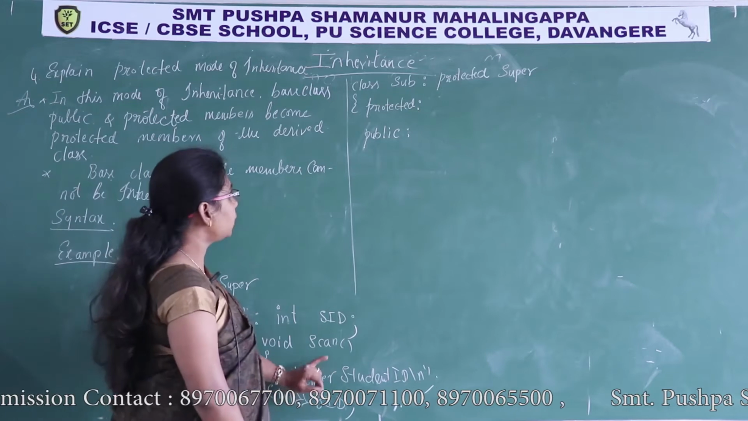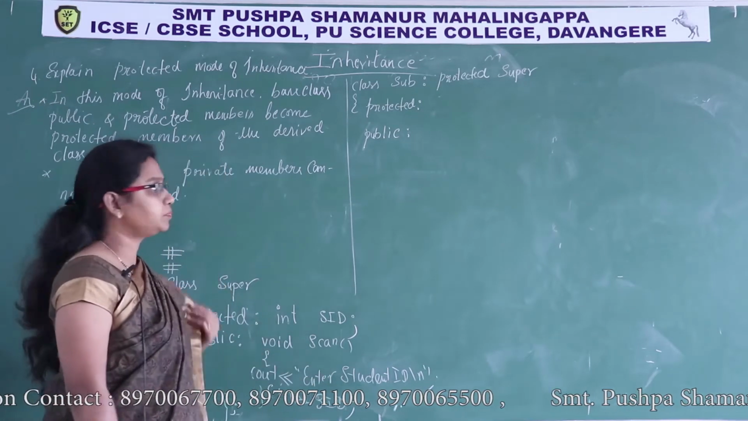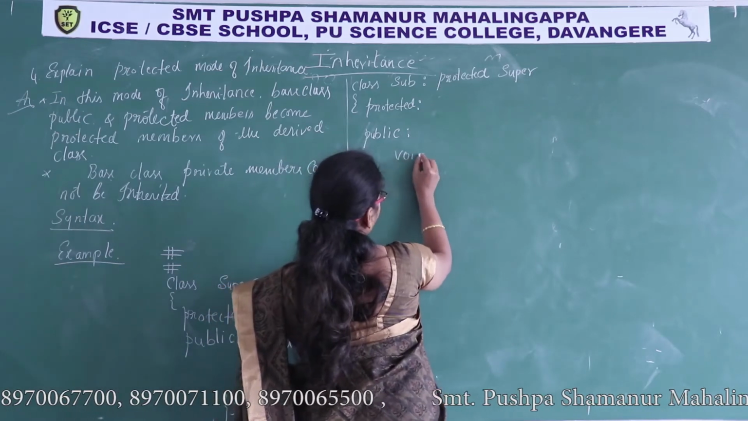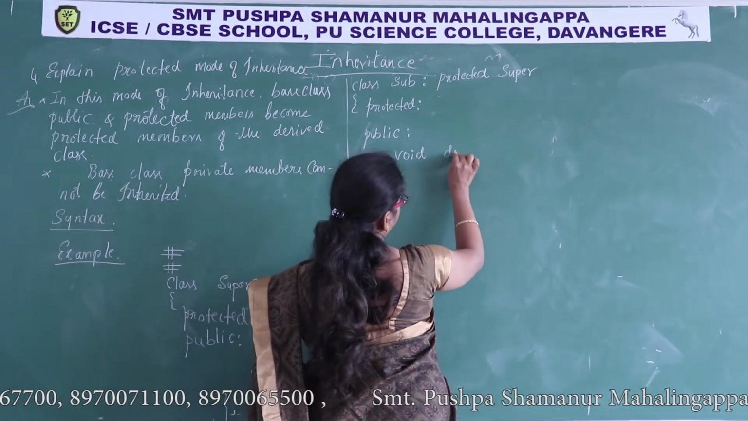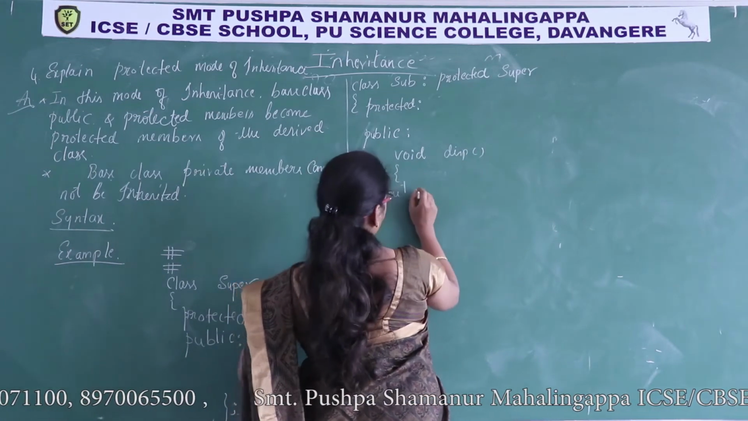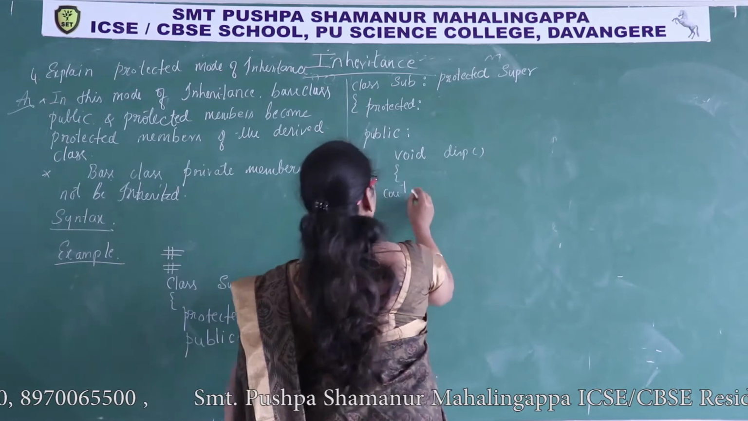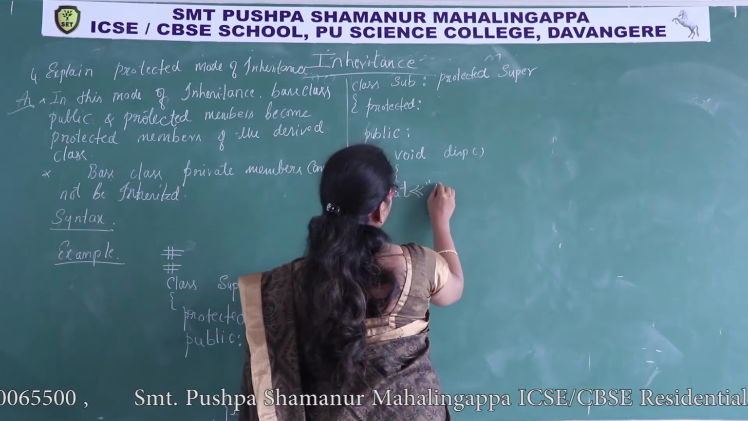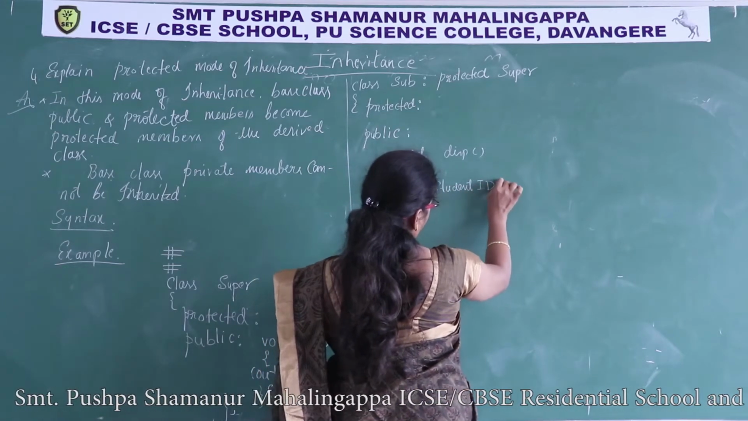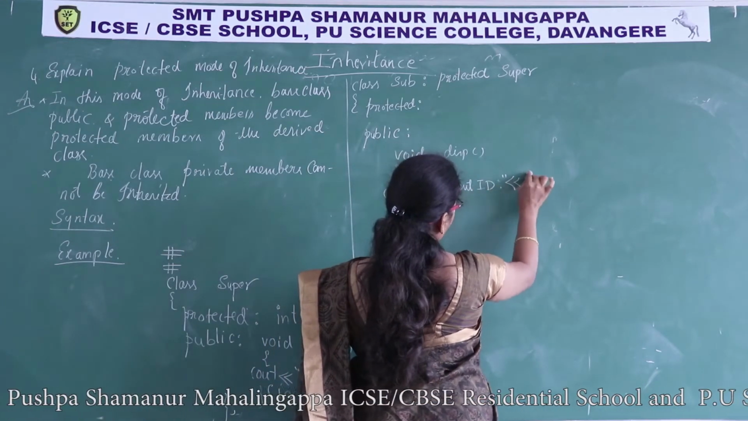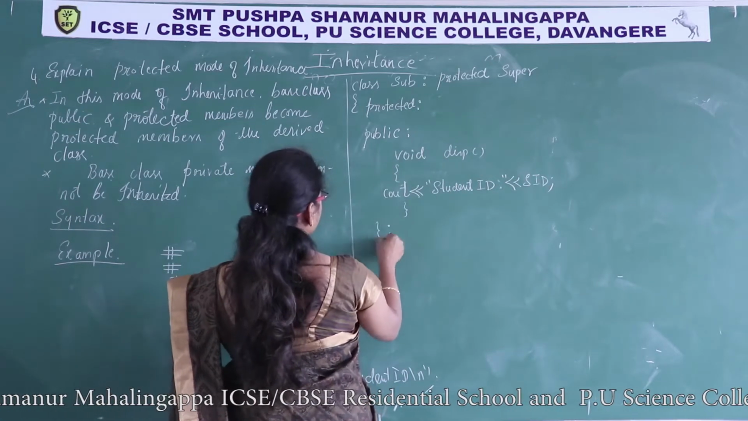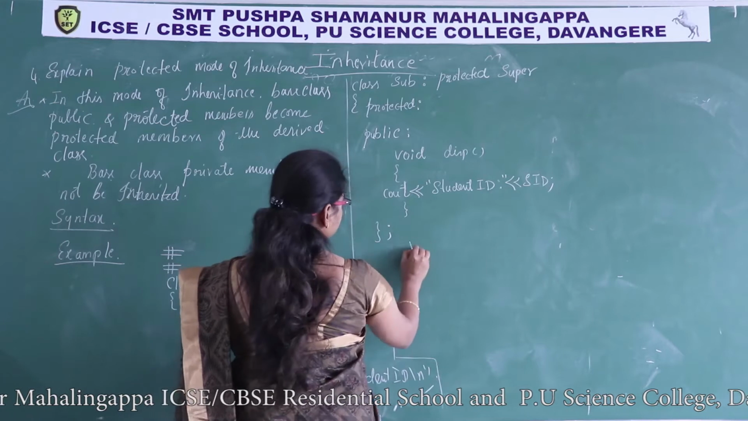Now I want to display SID. So SID is in the protected section. I can write the display function in this class. Void disp, cout student ID. Function close, class close. Now we have to call functions.